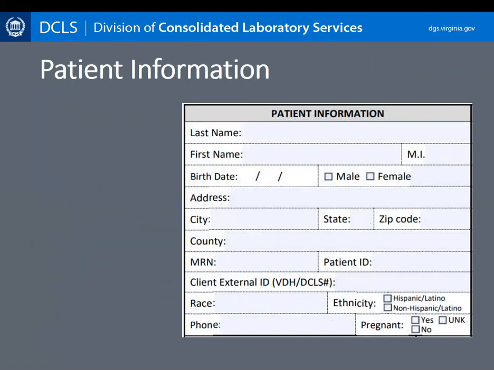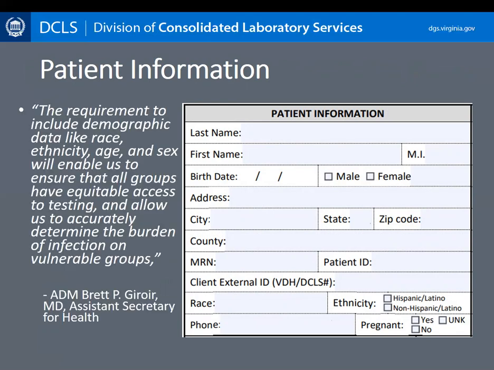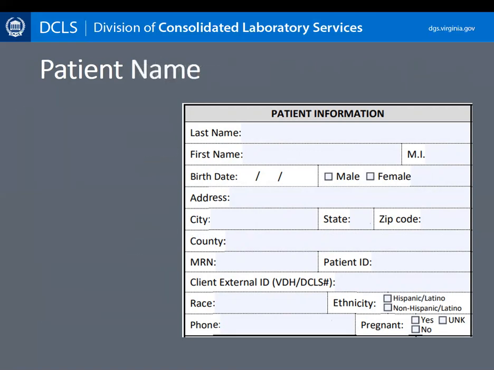The patient information section of the form is essential to ensure results are tied to the correct patient. The requirement to include demographic data like race, ethnicity, age, and sex will enable us to ensure that all groups have equitable access to testing and allow us to accurately determine the burden of infection on vulnerable groups. Complete this section of the form in entirety.